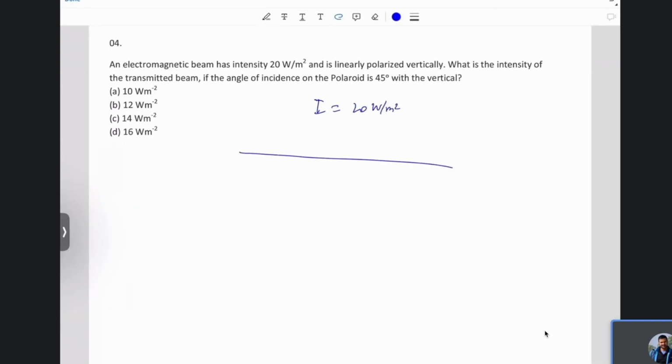Suppose you had an unpolarized light, it passed through a polarizer which has the polarizing axis in the vertical direction. So now you have this linearly polarized light of intensity I naught, which is 20 watt. Then you have a polaroid which is aligned at 45 degree with the vertical, like this. So this angle is 45 degree. Then you are asked what is the intensity here after passing this polaroid.